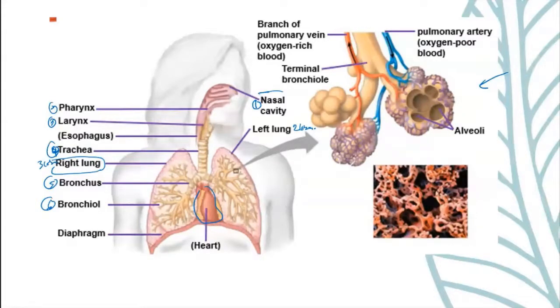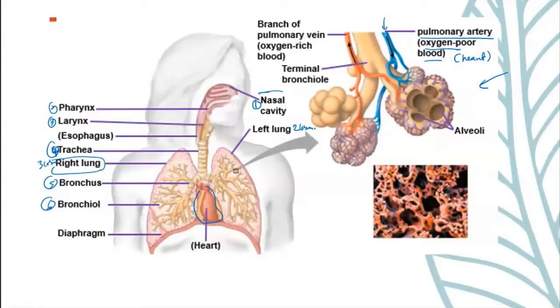alveolus and the blood capillaries surrounding the alveolus. So you have these 2 blood vessels. As you can see here, you have the pulmonary artery. The pulmonary artery carries oxygen poor blood coming from the heart. We have learned this in the circulatory system.